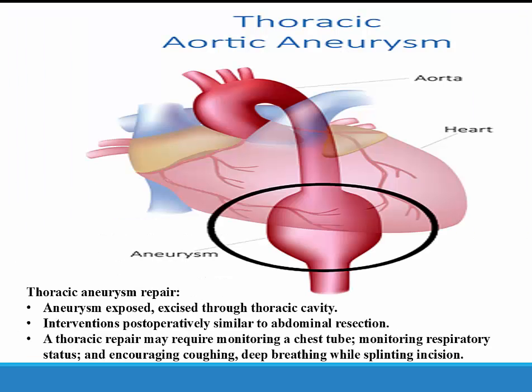Thoracic aneurysm repair is done with the aneurysm exposed and excised through the thoracic cavity. The interventions postoperatively are similar to an abdominal resection. A thoracic repair may require monitoring of a chest tube, monitoring respiratory status, and encouraging coughing and deep breathing while splinting the incision.